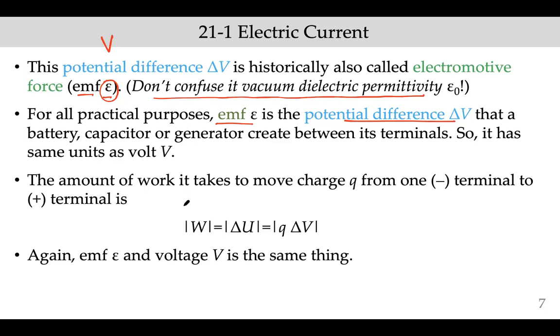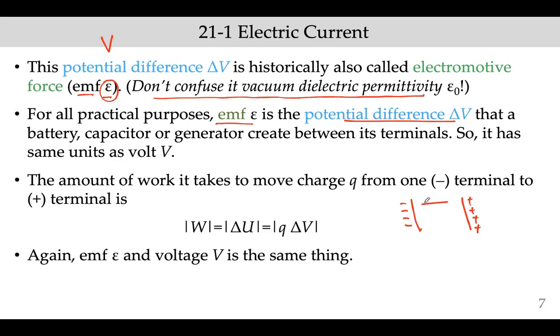The amount of work it takes to move charge Q from the negative terminal to the positive terminal. Let's say we did some similar questions in the previous lecture. Let's say we have positive and negative plates. They would create a potential, so there would be some potential difference between them and also electric fields.